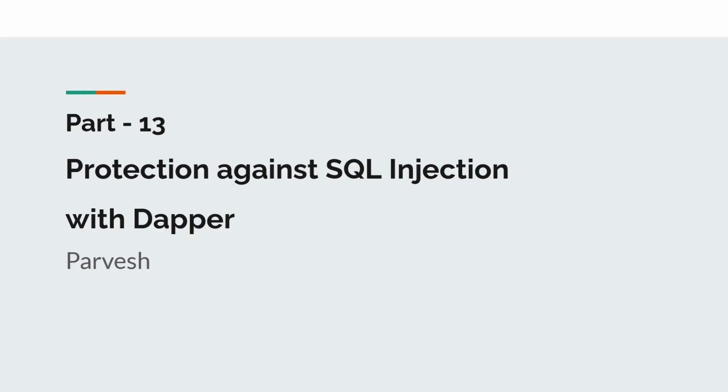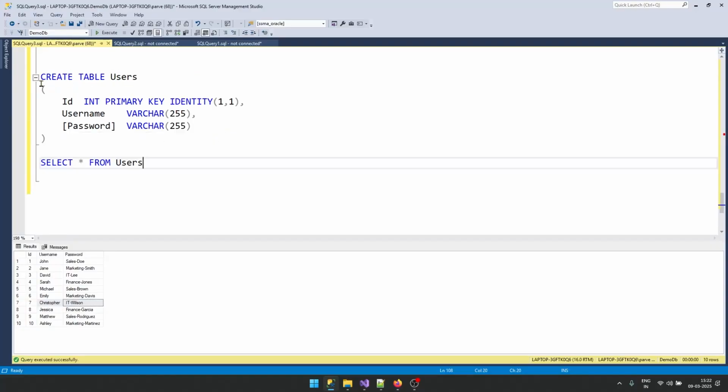Hello and welcome. In this video, let's understand how Dapper parameters can protect us from SQL injection attacks. But first, let's understand how SQL injection attacks can be performed if we are not using parameters in Dapper. So basically, I have created a table users, and in this table, I will be keeping the users data. If I select this table, you can see this is having only username and password. Based on this username and password, we will be authenticating a user.